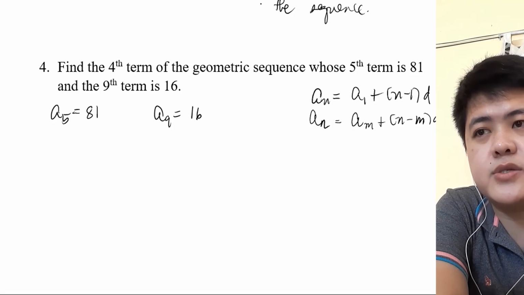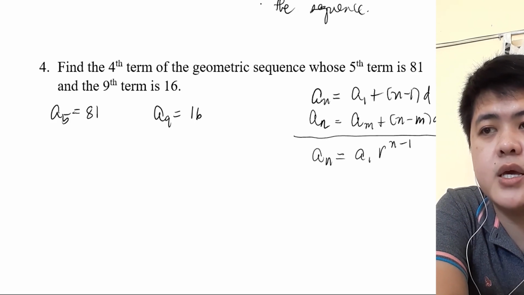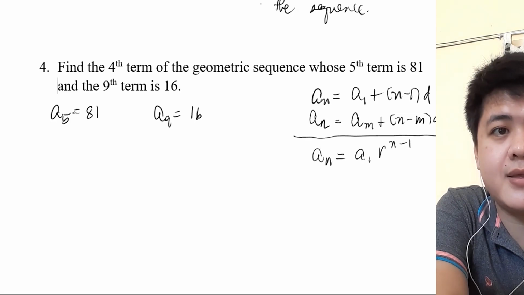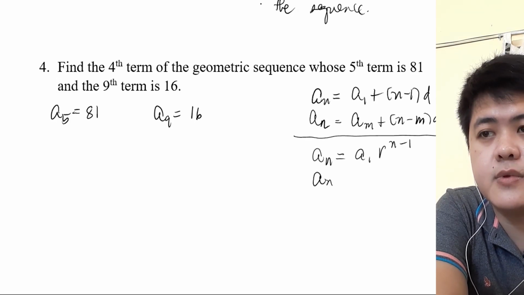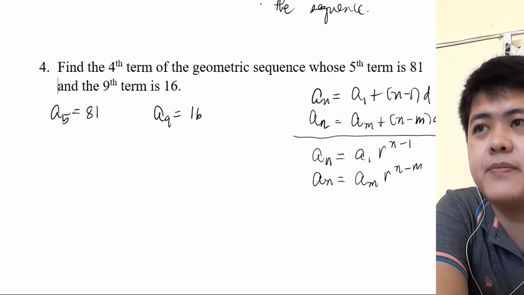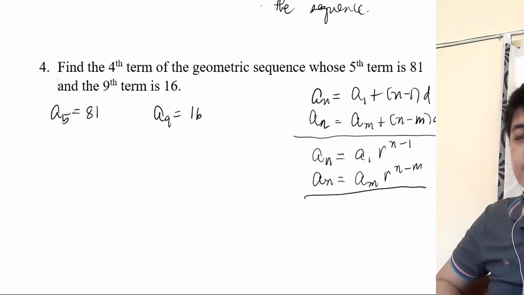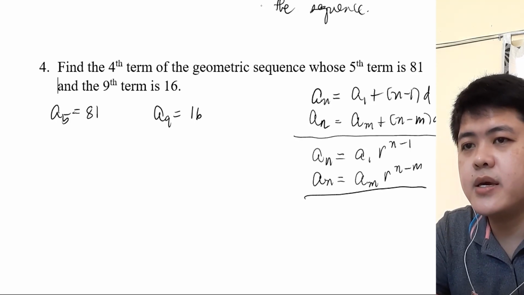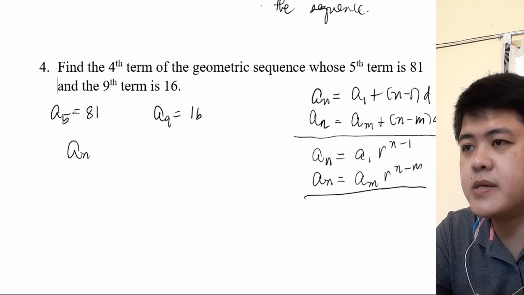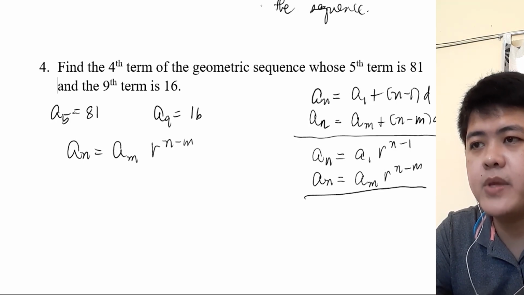Yes, sir. Okay, so now for geometric, we have a sub n equals a sub 1 times r raised to n minus 1. If we change this, we can make this m. Raised to n minus m. So let's use this. We get a sub n equals a sub m times r raised to n minus m.